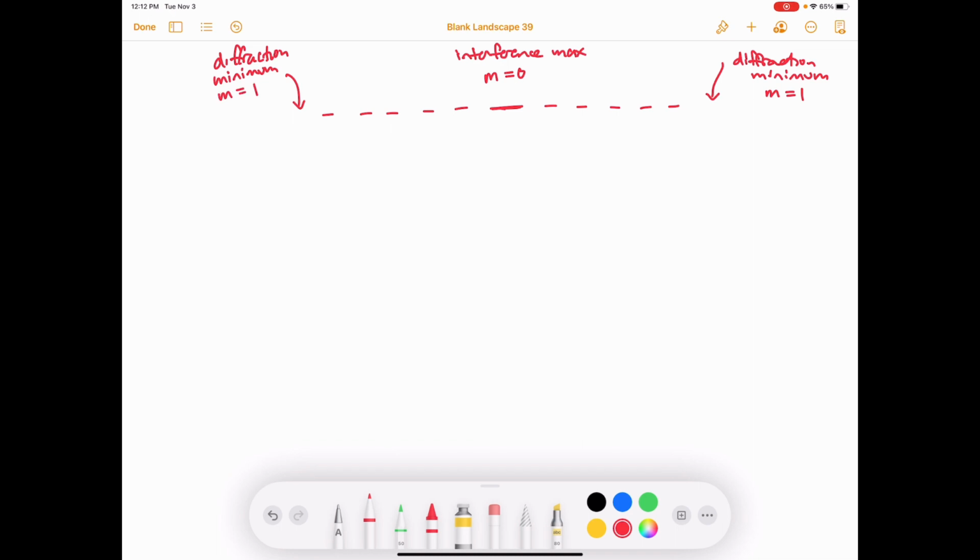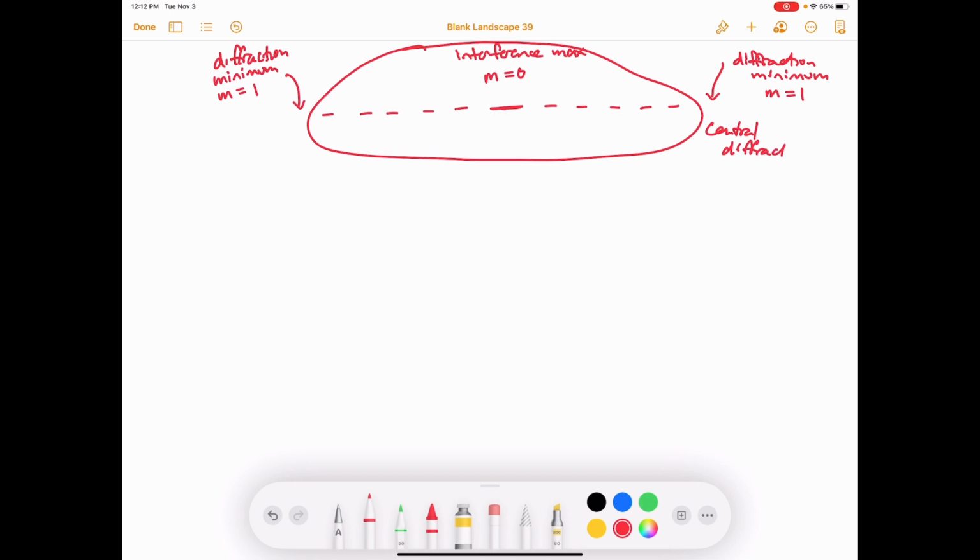So basically, everything we just drew here is the central diffraction max, with the minimum on either side of it. So what this means is, right where we have that first diffraction minimum, we would expect to see the m equals 6 interference maximum. But it's missing, because it lines up with the diffraction minimum.